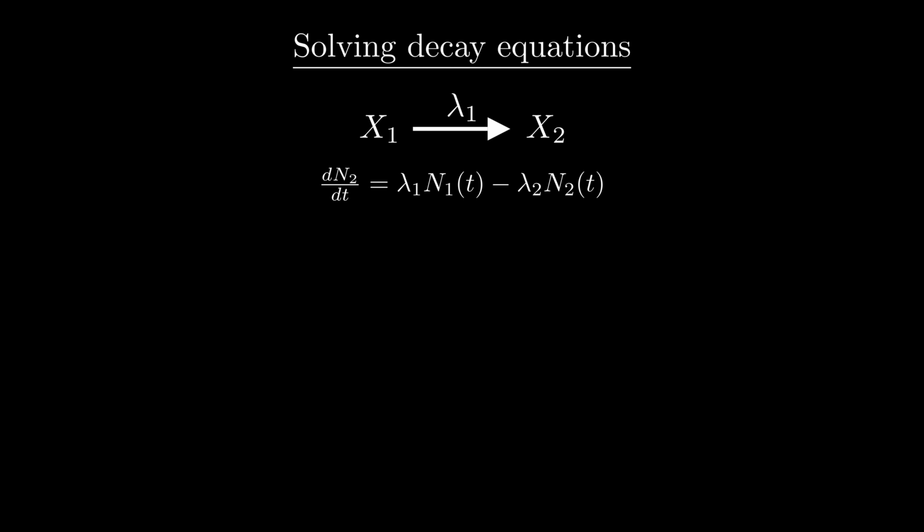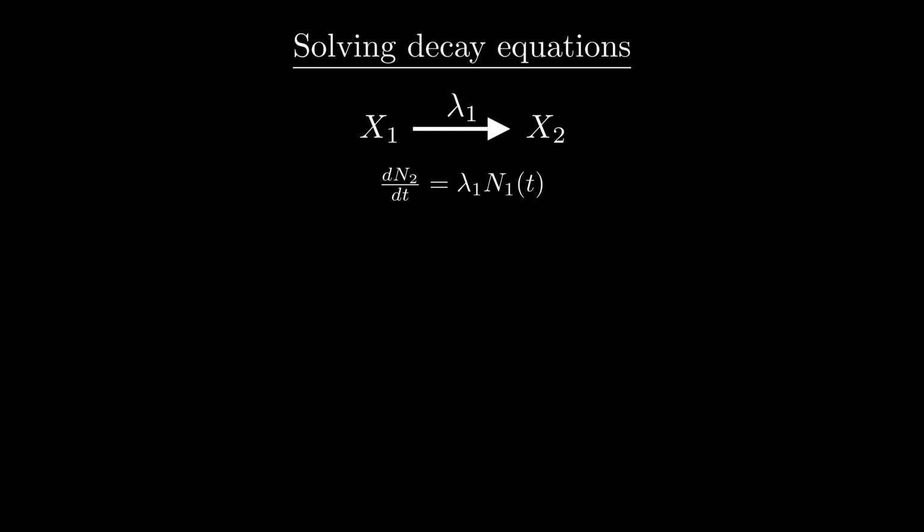The change in the population of X2 will have two components. The population of X2 will grow as X1 decays away and shrink as X2 decays away. So dN2/dt will equal lambda 1 N1 of t minus lambda 2 N2 of t. Now, in this example, X2 is a stable isotope, so it actually won't undergo decay, so lambda 2 equals 0.